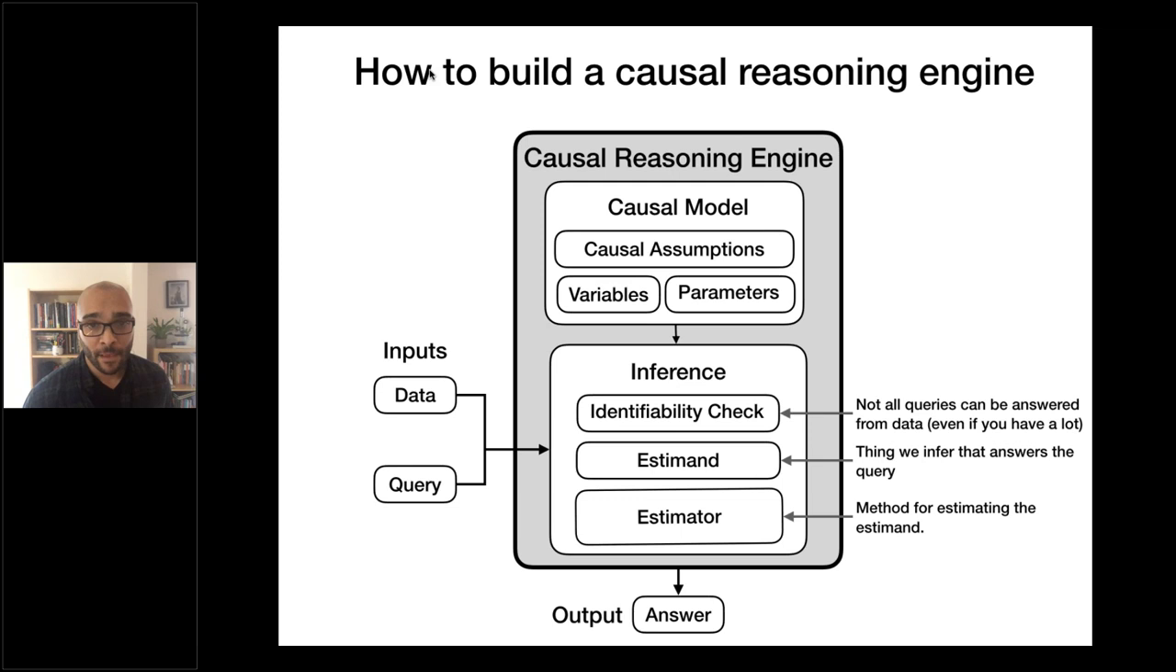And so this is, again, a function of the data we have. Like, okay, given this data we have, what can we estimate and that will actually give us an answer? And then finally, we have an estimator. So this is the actual estimation of the estimand. And so this is the actual implementation of the statistical method. So all the usual caveats apply, like variance versus bias, does it scale, et cetera, et cetera. And so at the end of that, we get an output.